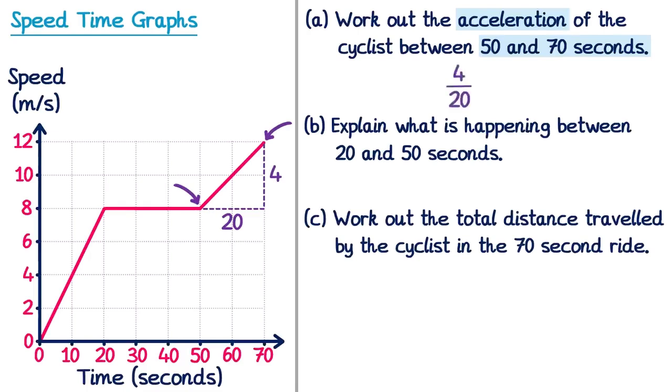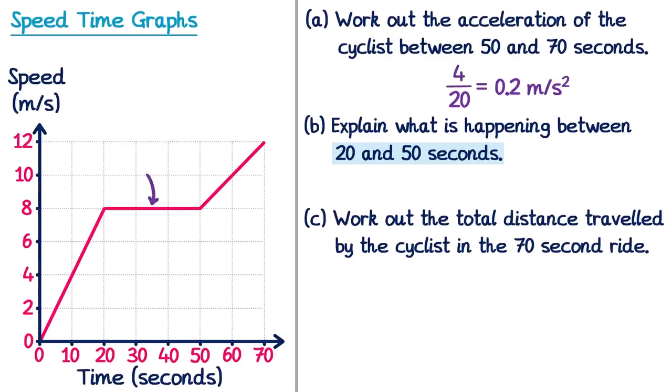4 divided by 20 is 0.2. So the answer to part A is 0.2 meters per second squared. In part B, it asks us to explain what's happening between 20 and 50 seconds. So what's happening at this section of the graph?